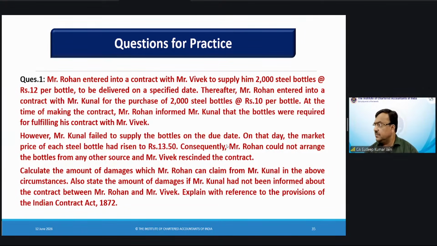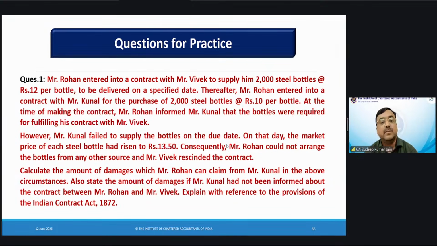चलिए, what was the question? Mr. Rohan has entered a contract with Mr. Vivek to supply him 2,000 bottles at rupees 12. So Mr. Rohan has to supply the bottles at rupees 12. For this purpose, Rohan has contracted to purchase the 2,000 bottles from Mr. Kunal at rupees 10 per bottle. At the time of making the contract, Rohan also informed Mr. Kunal that bottles were required for fulfilling his contract with Mr. Vivek.